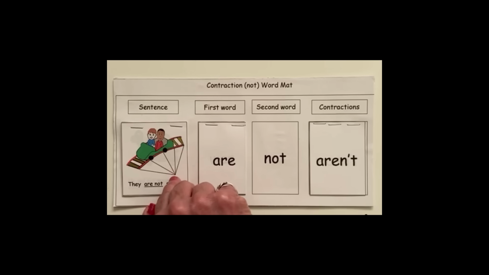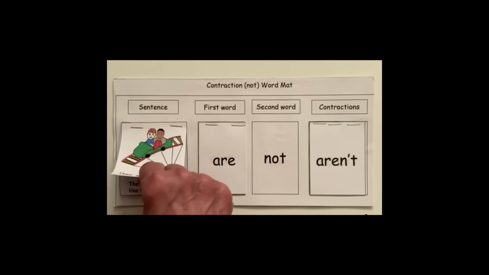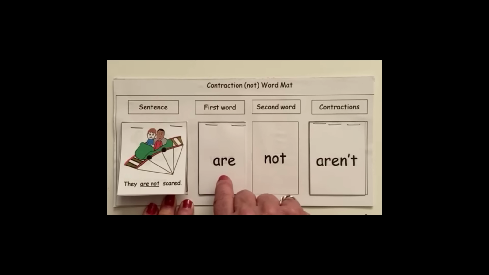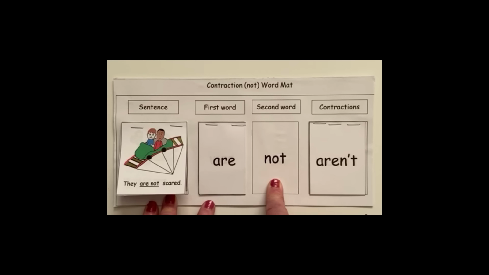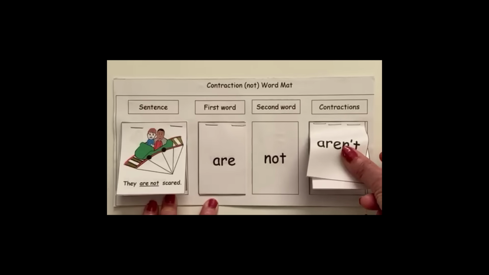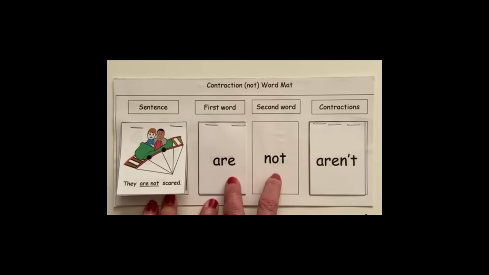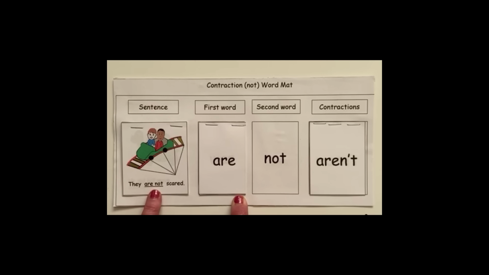So all of the pictures with sentences will be in this area. All the first words will be in here. This word will never change for this activity, so it just stays right there. The kids do not have to flip through. And there will be several contractions that these two words joined together will make. Okay, so let's look at our first one. They are not scared. Are is the first word, not is the second word, and aren't is the contraction for are not. Let's go to another one.